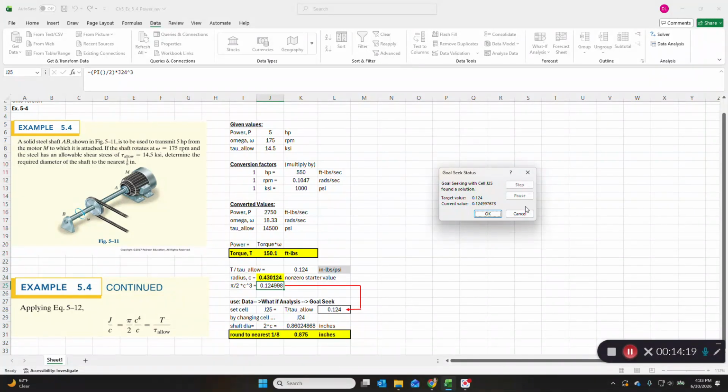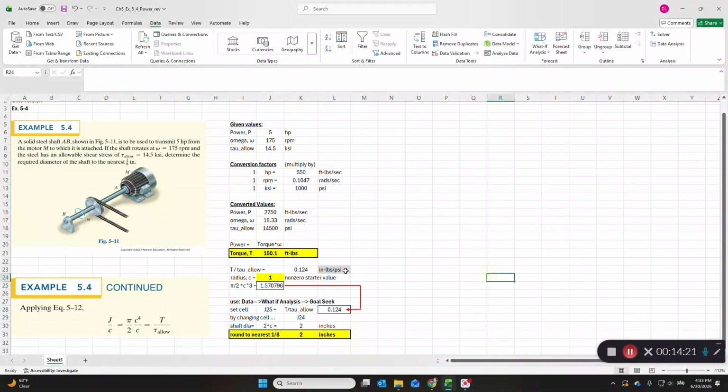Okay, let's see that again. So we'll go back and say that our radius is unknown, so we're going to call it 1. And in the middle of this equation, you have pi over 2 times C to the third, right? Canceling out. So pi over 2 times C to the third should equal T over tau allowable. T over tau allowable we know is 0.124. This did not equal 0.124.